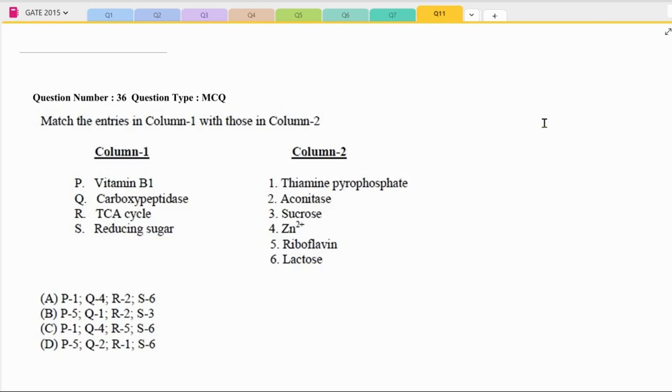Match the entries in column 1 with those in column 2. So here, let's start with vitamin B1. So vitamin B1, of course, requires thiamine pyrophosphate for its reaction. Carboxypeptidase requires Zn2+, which is zinc ion, for its action. TCA cycle involves the use of this enzyme called aconitase, which converts citrate to cis-aconitate and then to isocitrate. And then reducing sugar, which is lactose, which is a reducing sugar. So the correct answer here is option A. So this is pretty easy to solve if you know the basic facts of biochemistry. Moving on to the next question.